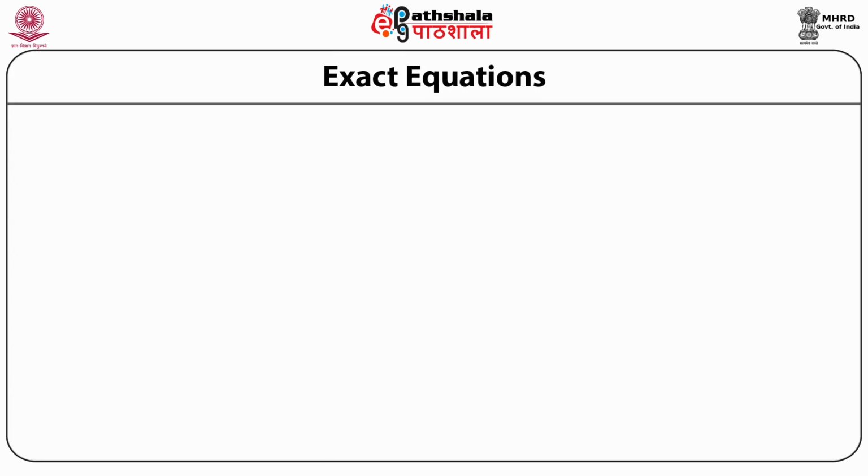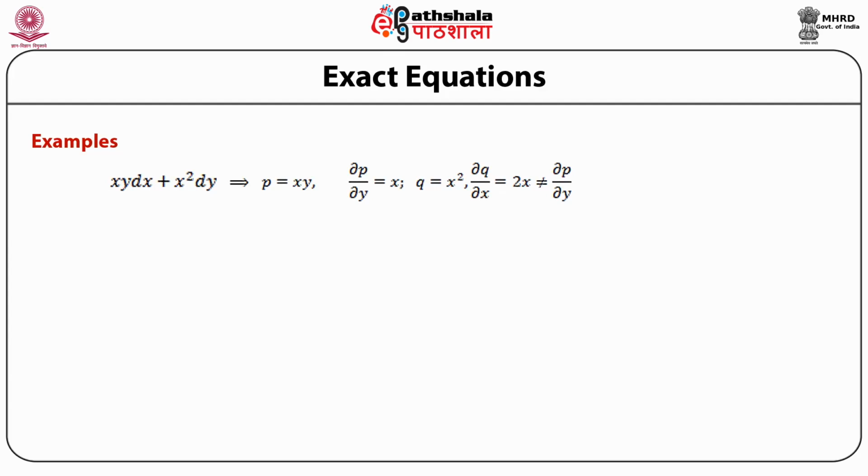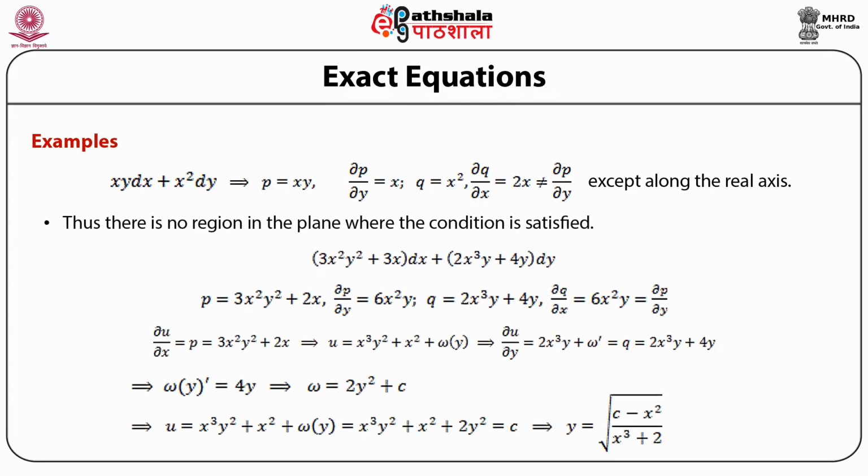Now we move ahead with some examples. Let us consider the equation xy dx plus x squared dy is equal to 0. In this equation, p is equal to xy, which gives ∂p/∂y equal to x, and q is equal to x squared, which gives ∂q/∂x equal to 2x. This is not equal to ∂p/∂y. So we see the condition ∂q/∂x equal to ∂p/∂y is not satisfied except along the real axis. Thus, there is no region in the plane in which the condition is satisfied.